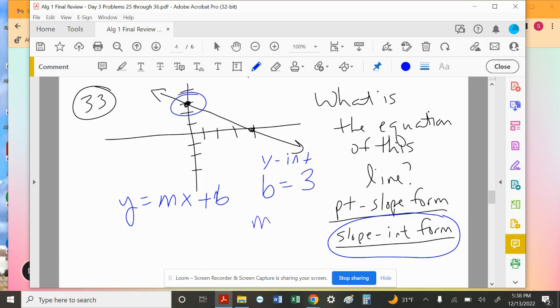And then my slope is equal to, notice we go from the leftmost point to the rightmost point. So we're going to go 1, 2, 3 down, which is negative. So that would be negative 3 over, and then we go 1, 2, 3, 4 to go to the other side over there. So there's my slope. So y equals negative 3/4 x plus 3.